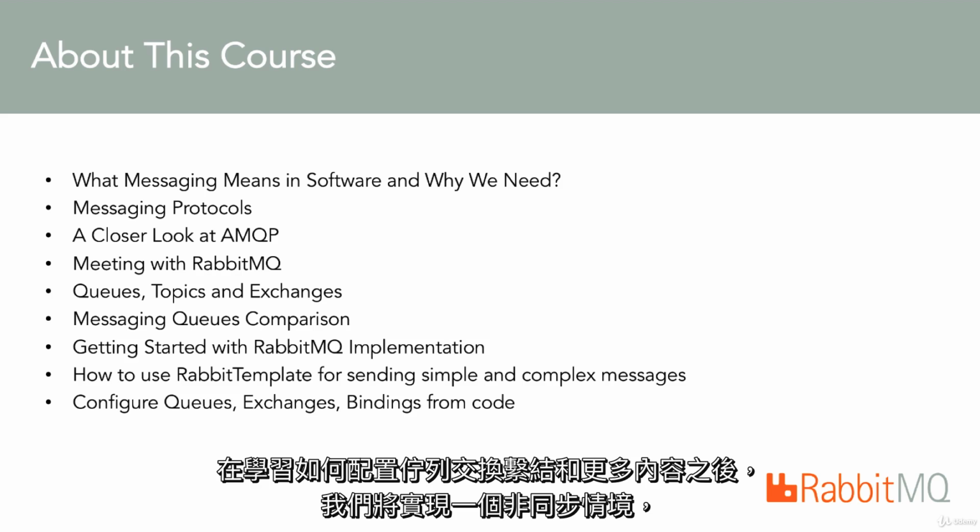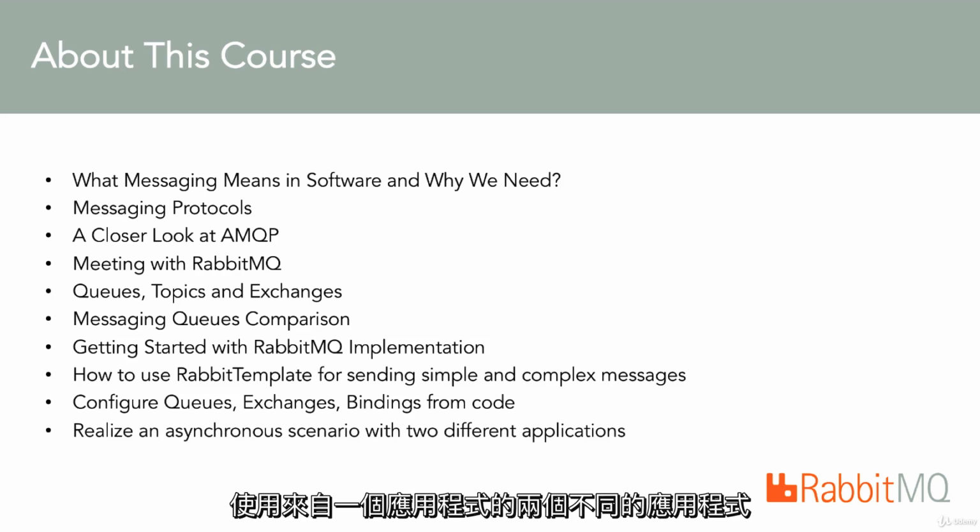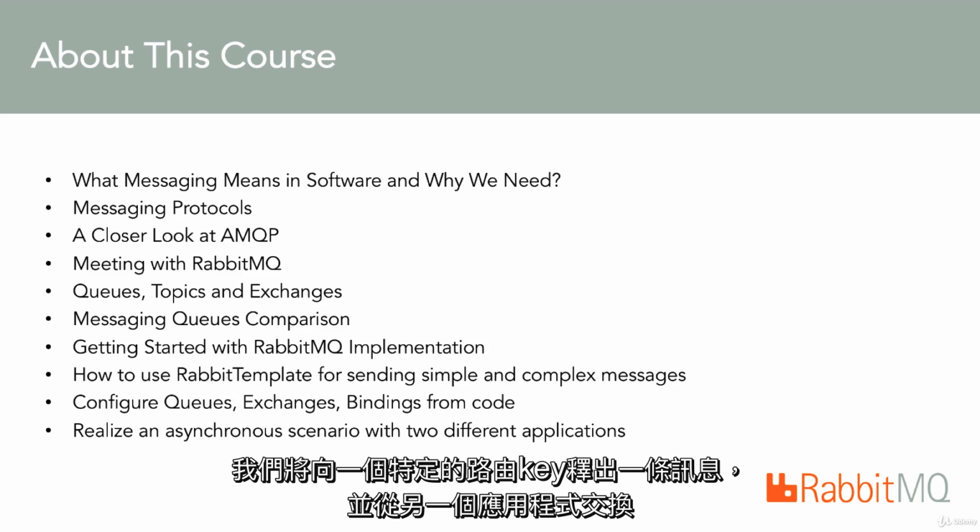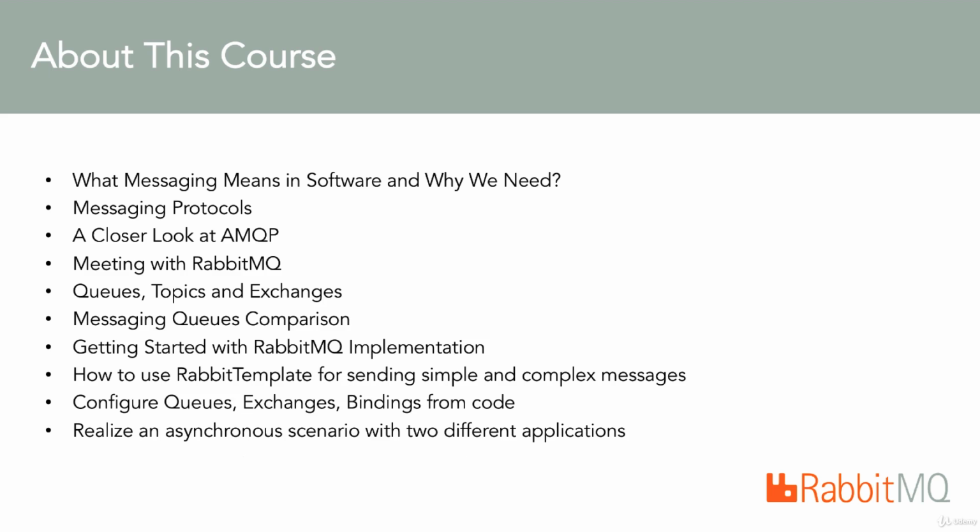After learning how to configure queues, exchanges, bindings, and much more, we're going to realize an asynchronous scenario with two different applications. From one application, we're going to be publishing a message to a specific routing key and an exchange. From the other application, we're going to be receiving that message and processing it. It's going to be a very useful exercise, and I'll be expecting to see you there.